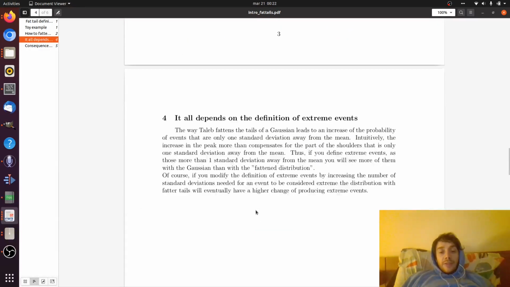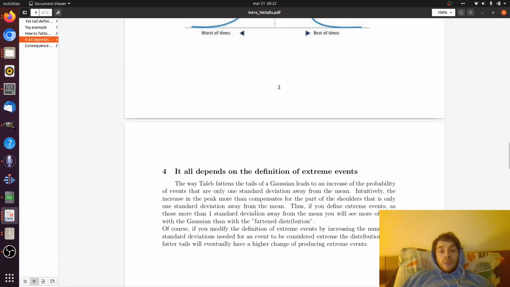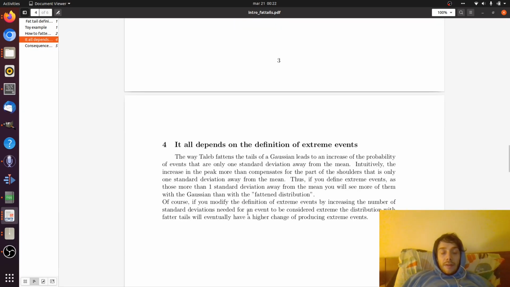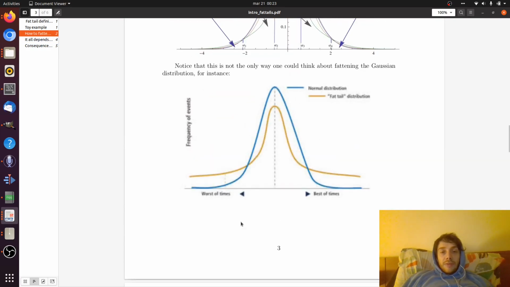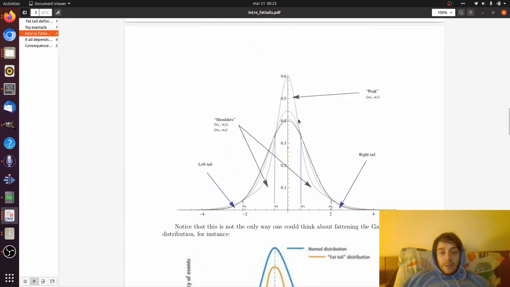What does this lead to? This leads to the fact that if you define extreme observations as ones that are one standard deviation away from the mean, then the probability of seeing extreme observations is going to be more for the Gaussian than for the distribution with fatter tails. Why, intuitively, can this be the case? Because of this peak here, you see? Here, it's more likely to see observations that are in this region for the fatter tail distribution.